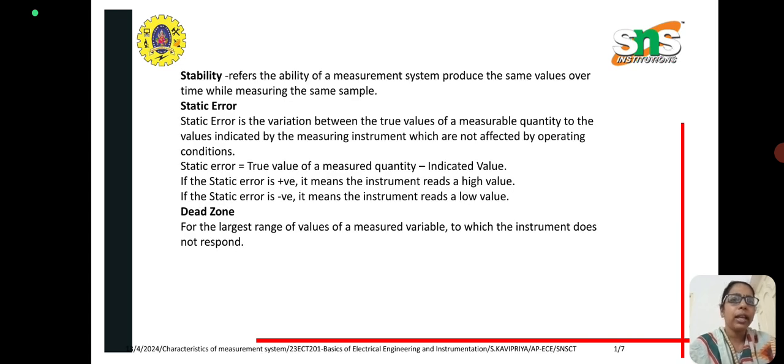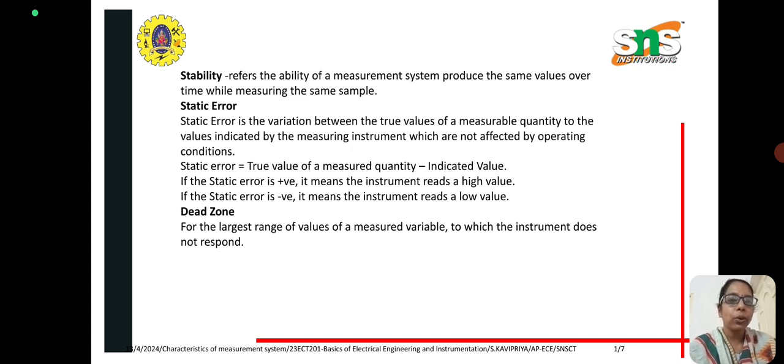Next is stability. Stability is the ability of a measurement system to produce the same values over time while measuring the same sample. And next is static error. Static error is the true value of the measured quantity minus the indicated value. It is the variation between the true value of the measurable quantity and the value indicated by the measuring instrument, which is not affected by operating conditions. If static error is positive, it means that the instrument reads a high value. If static error is negative, then the instrument reads a low value.